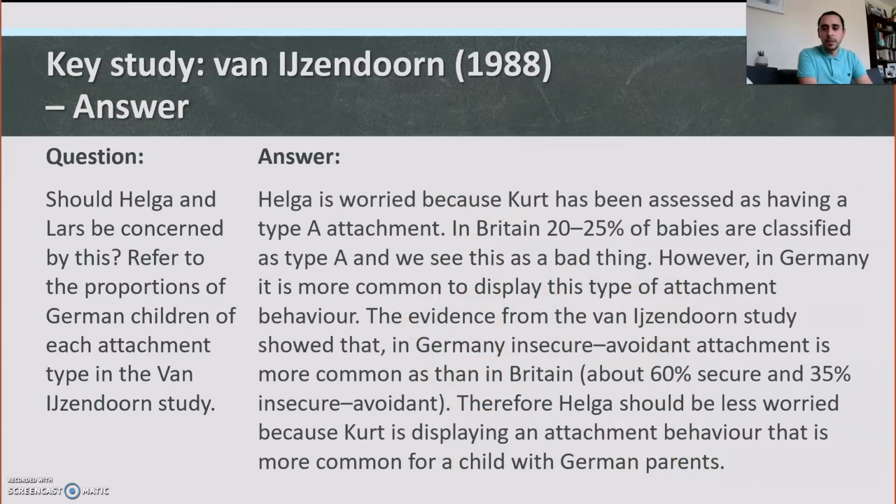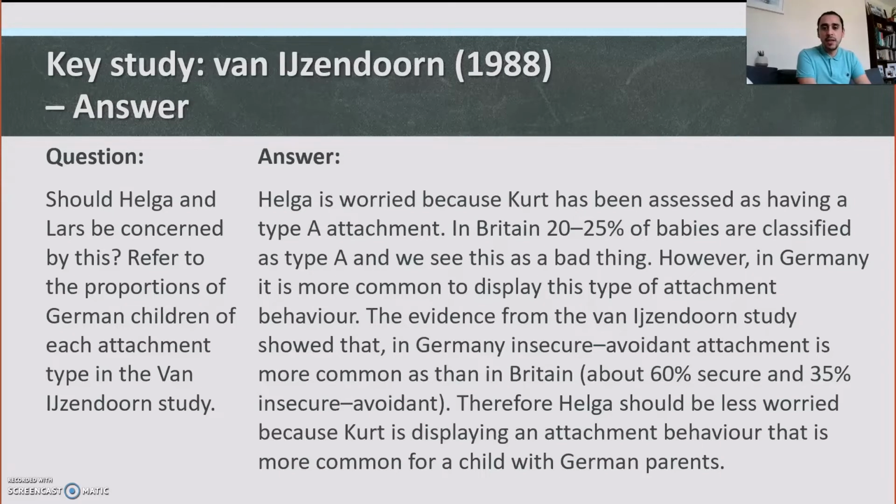Helga is worried because Kurt has been assessed as having a type A attachment, insecure avoidant. In Britain, only 20 to 25% of babies are classified as type A, and we see this as a bad thing. However, in Germany, it is more common to display this type of attachment behavior. The evidence from the Van Ijzendoorn study showed that in Germany, insecure avoidant attachment is more common than in Britain, about 60% secure and 35% insecure avoidant.